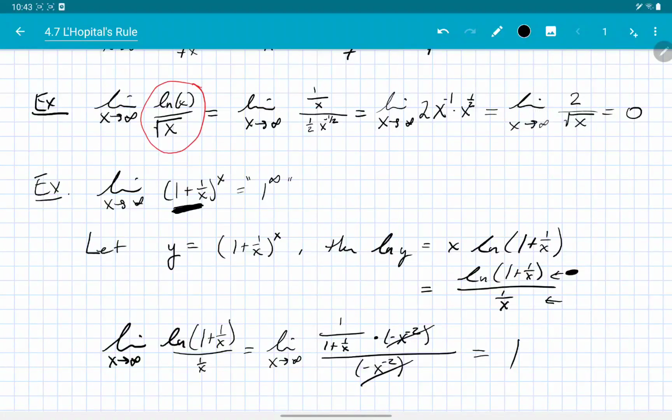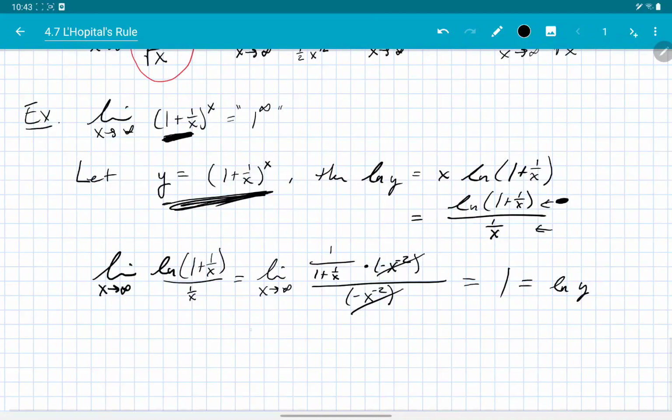but that's not the original problem, right? This 1 is natural log of y, the thing we're interested in. So that means that y is equal to e to the 1. So this limit is not 1 to the infinity. It's actually e, Euler's number.